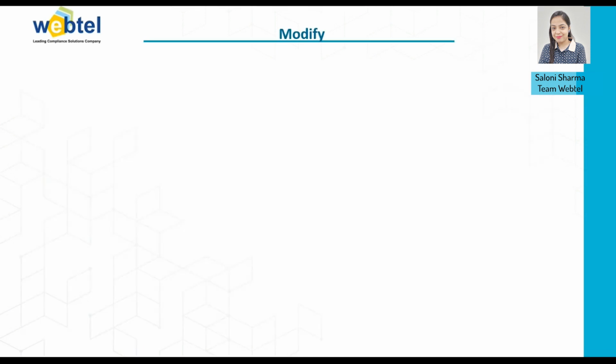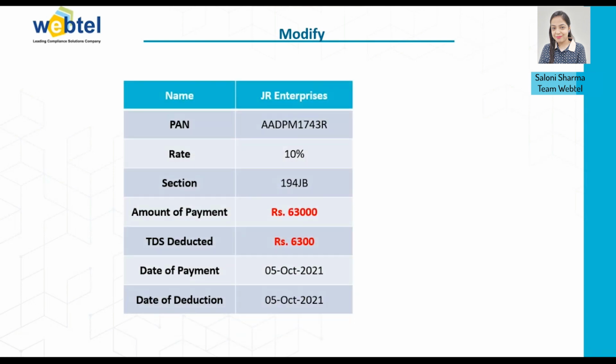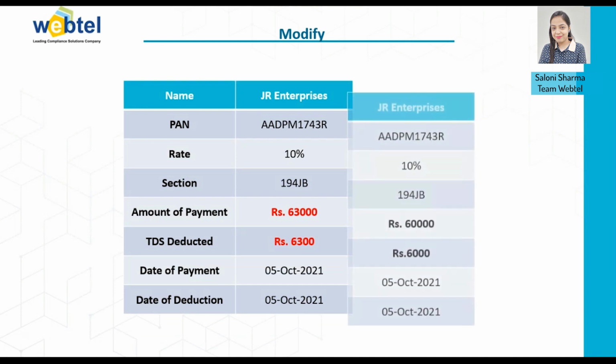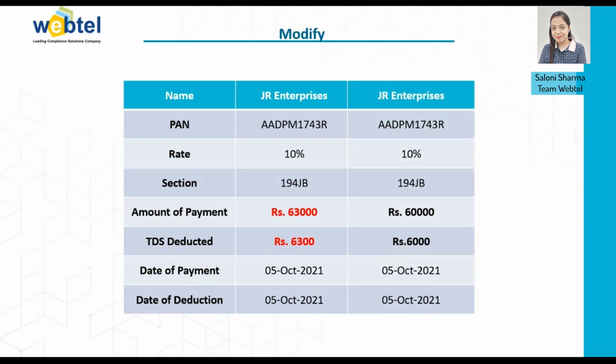To modify any changes in the consolidate file, Mr. Anuj needs to add it, or he needs to use the edit option. Mr. Anuj is having a party named JR Enterprises whose amount of payment and the tax deducted have been wrongly entered. So he needs to rectify the amount of payment as well as the TDS deducted amount. And he wants to enter these details in the consolidate file.